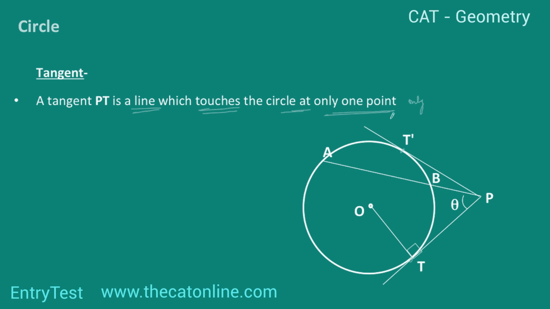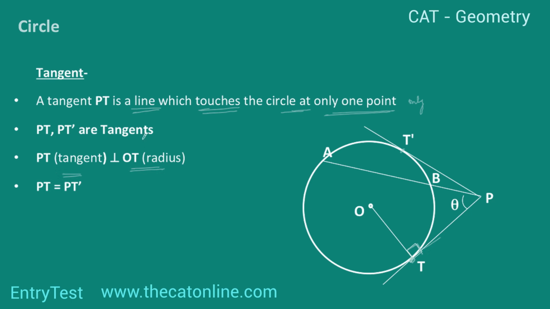The certain thing that I need to understand here is, first, if a line is tangent to a circle, then a radius drawn to the point of tangency is always perpendicular to the tangent line. So, if I draw a line joining the center of the circle with the point of tangency, it will always be perpendicular to the tangent line. Tangent is always perpendicular to the radius at the point of contact.